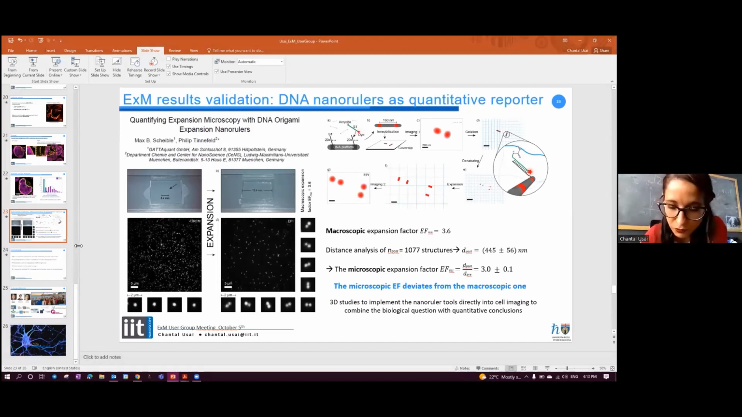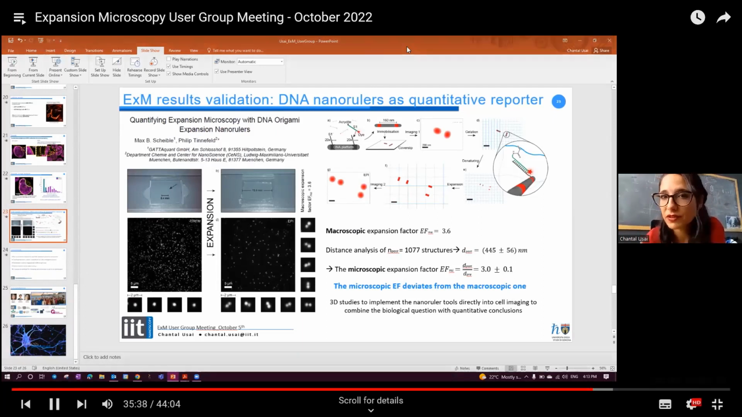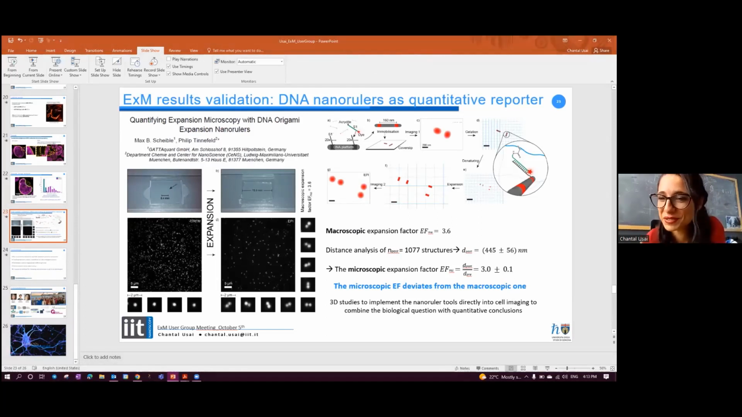I found an interesting work where they combined expansion microscopy with Raman, so this is a different kind of work. But they seem to have a very high protein retention there, so this is something I would like to try. I don't know if I answered your question. Yeah, that's very helpful. Thank you very much.